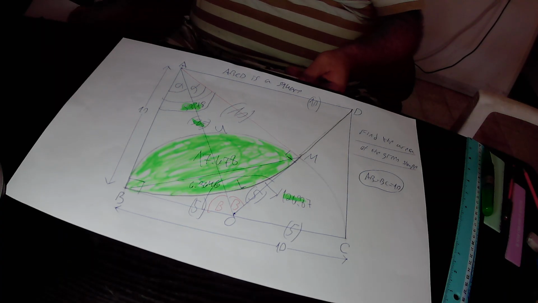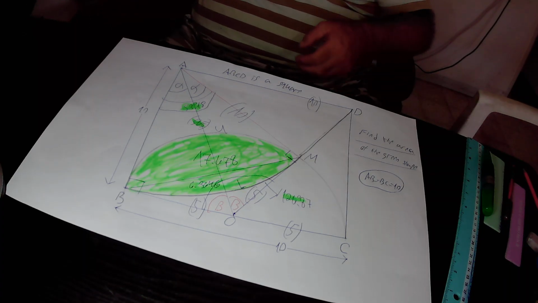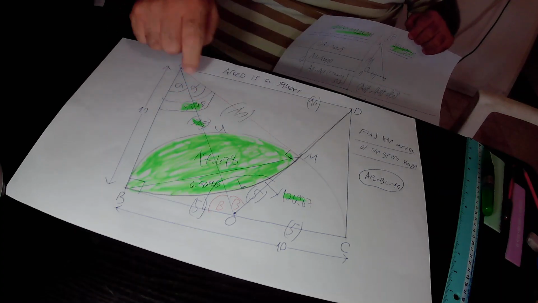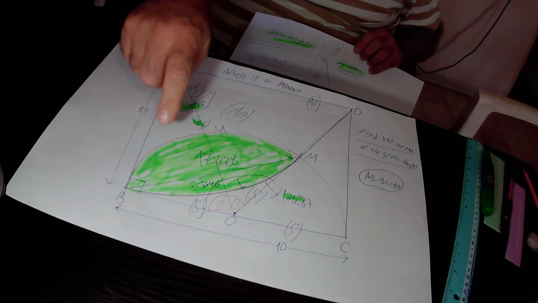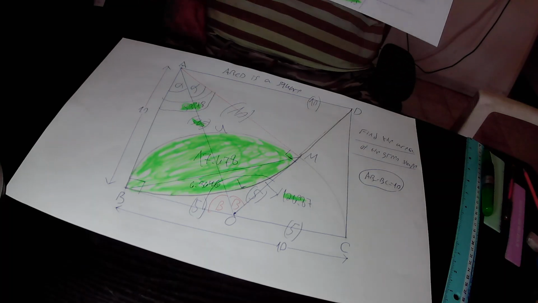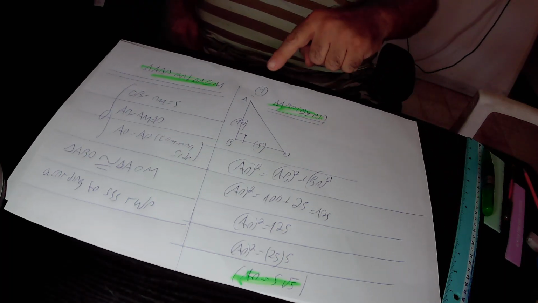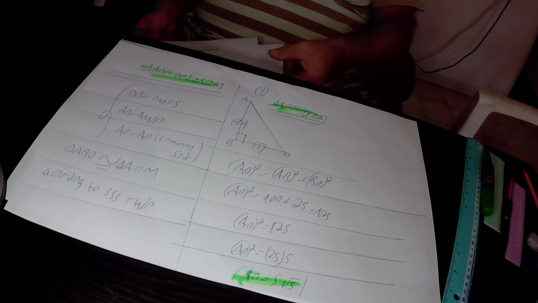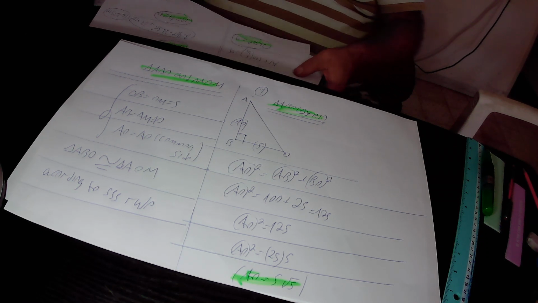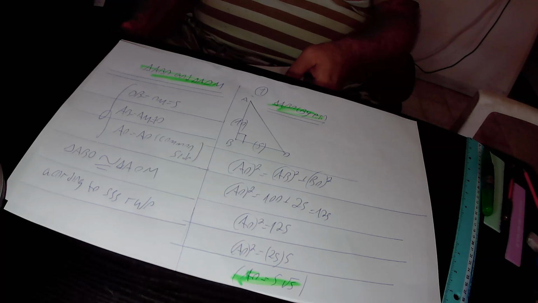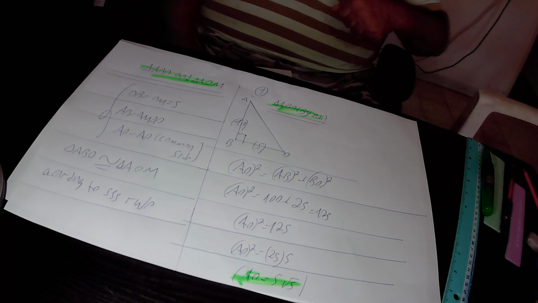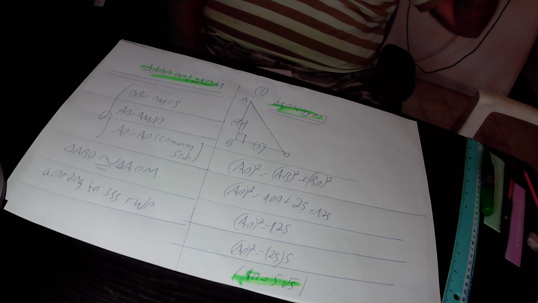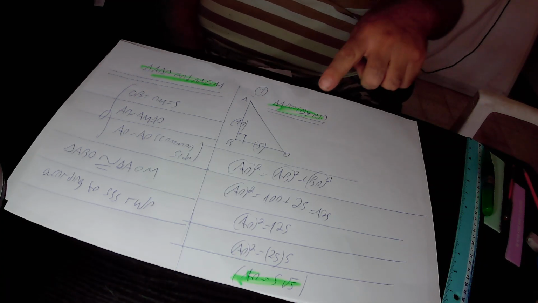In the next step, I copied the right triangle ABO onto a new page and represented the Pythagorean theorem on this right triangle ABO. This is the right triangle ABO that I copied from the original drawing. In this right triangle ABO, according to the Pythagorean theorem, AO squared, that is the square of the hypotenuse, equals AB squared plus BO squared. AO is the missing side, so we leave it as it is: AO squared equals AB squared.